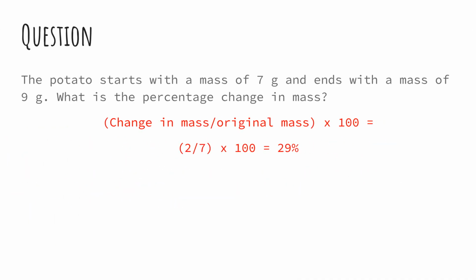To calculate the percentage change in mass, subtract the original mass from the final mass, divide that result by the original mass, and then multiply by 100. In this example, 2 divided by 7 times 100 gives us a 29% increase.